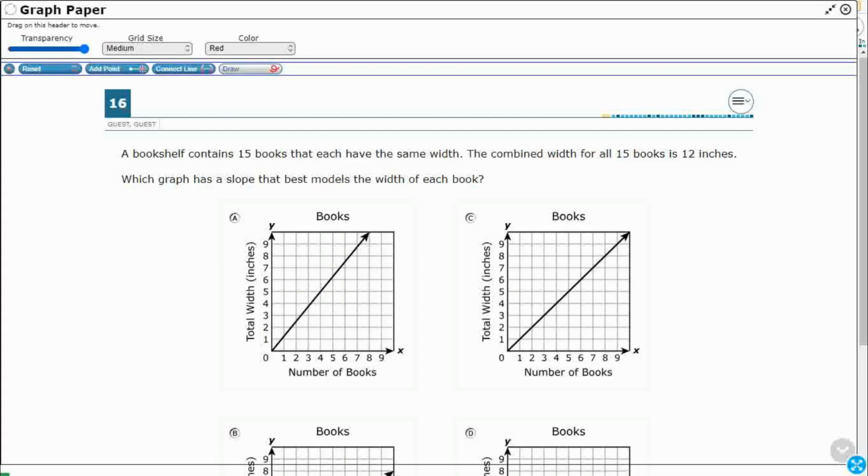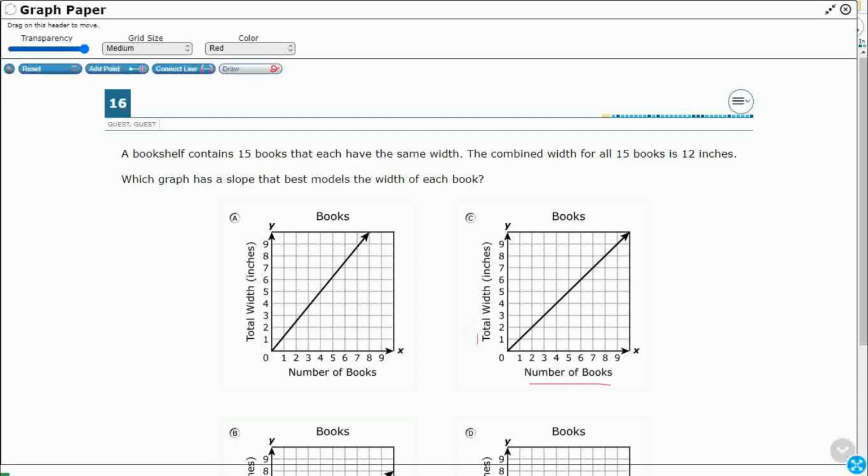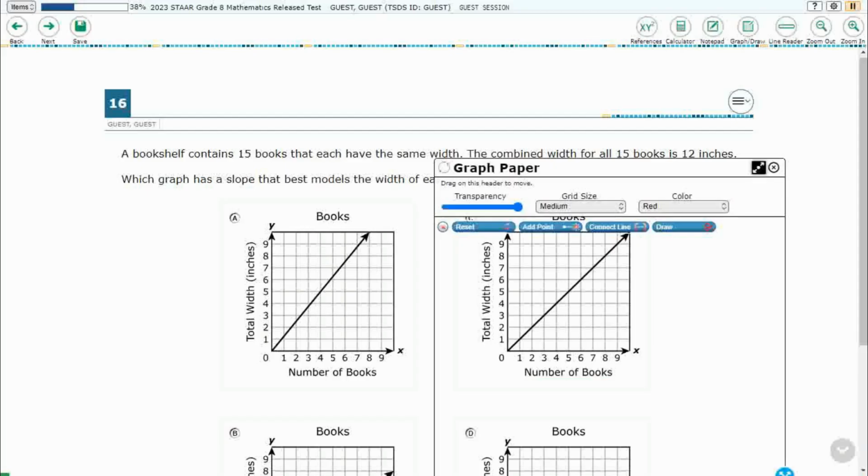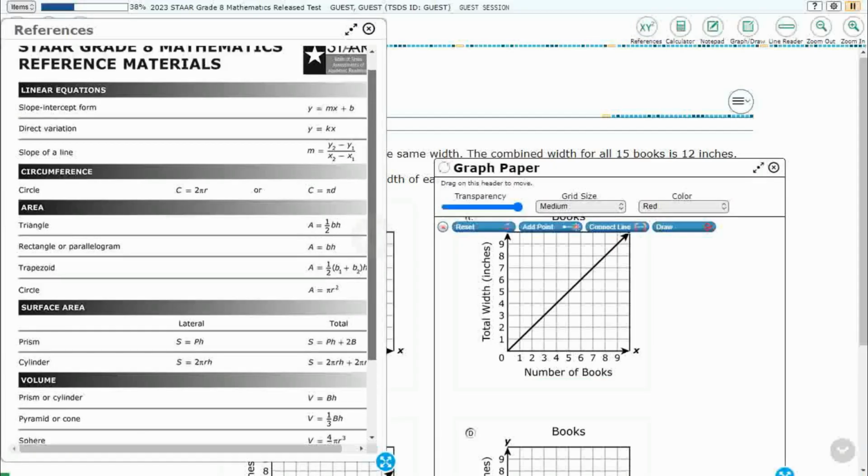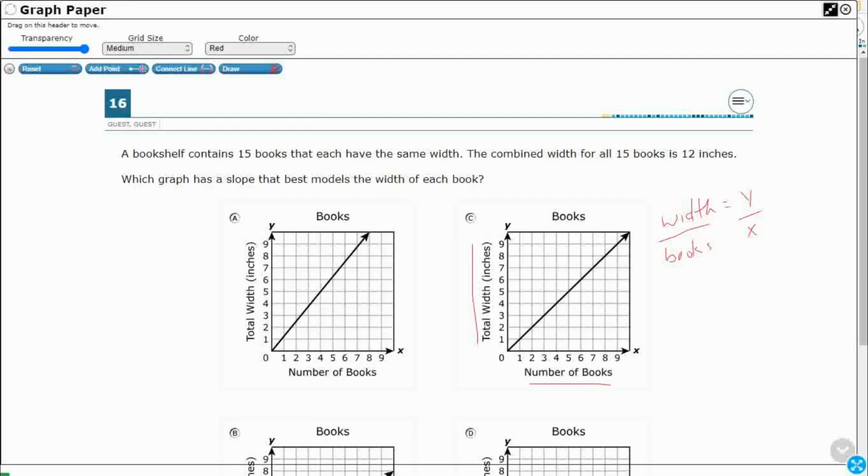We've got number of books as our x-axis, right? Total width is our y-axis, okay? So our width is our y, and our books, that's our x. Now, why did I put it like this? Well, we know that if we want to find the slope, the slope of a line is that third one right there. It's that m, it's the change in y over the change in x, the rise over run. So I'm going to put my width over my books because that's my y over my x. So that's going to be my change in y over my change in x.